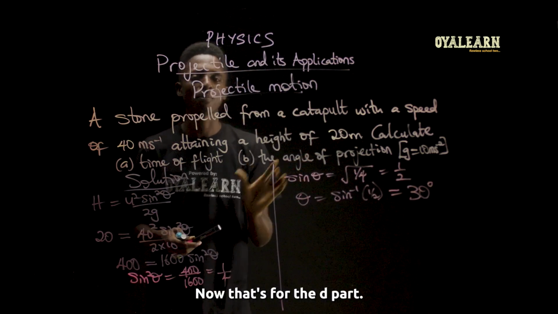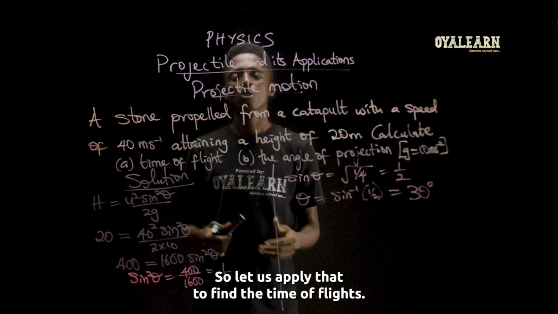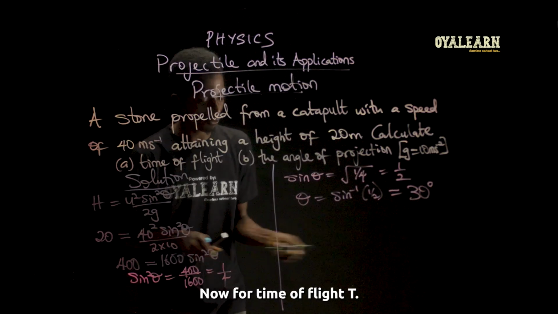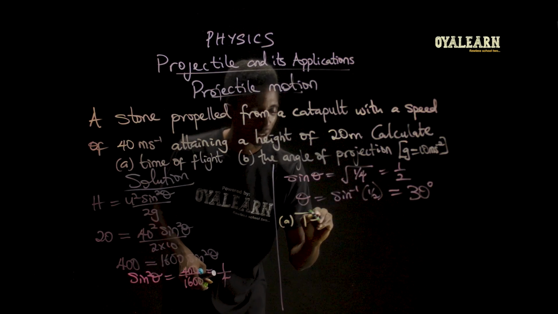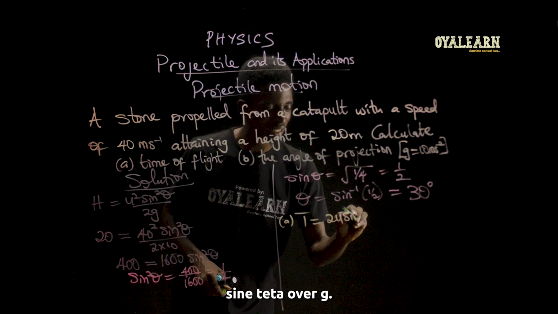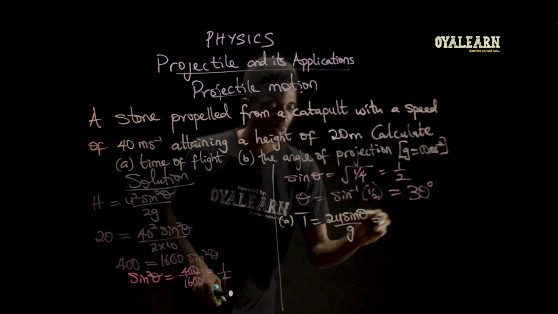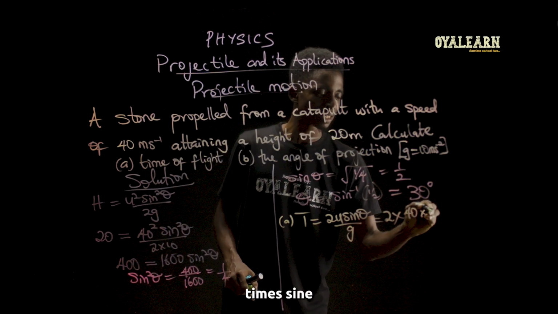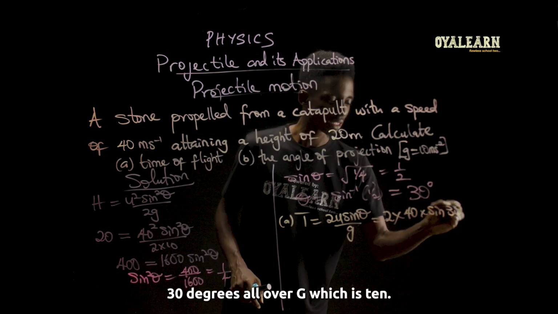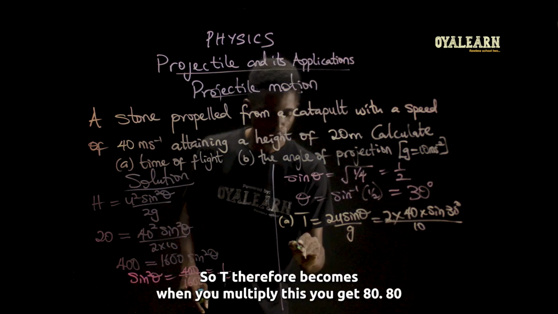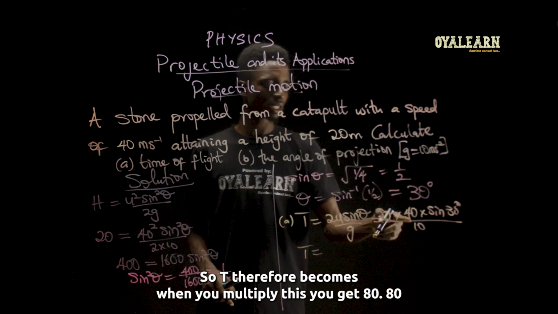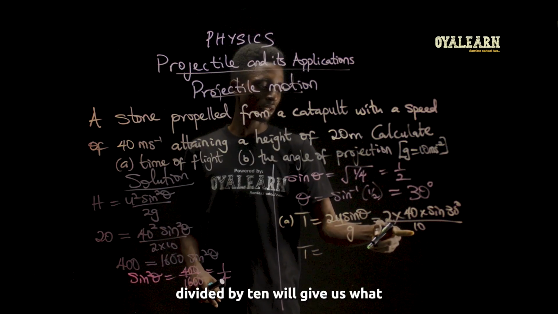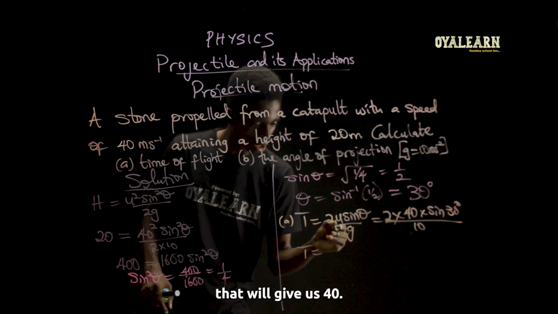Now, that's for the B part. We now know the angle of projection. So let us apply that to find the time of flight. Now, for time of flight, t, that is given as 2u sine theta over g. That is, we have 2 times, u is what? 40, times sine 30 degrees all over g, which is 10. So t therefore becomes, when you multiply this, you get 80. 80 divided by 10 will give us what?